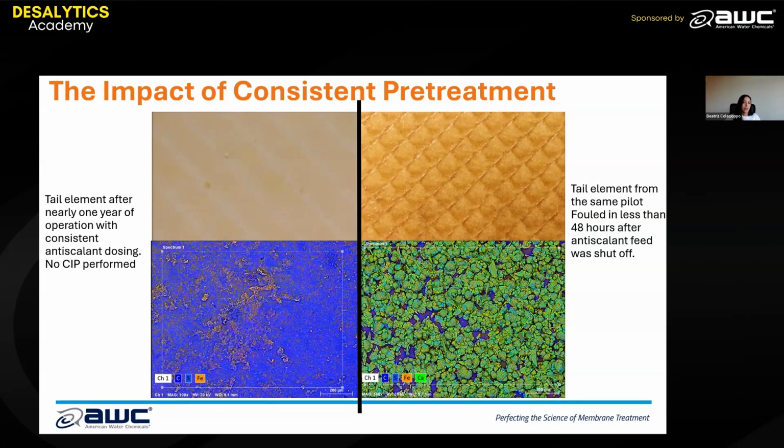This is just showing why we do, for example, anti-scalant in the pretreatment. Some plants will also do acid. It's important to do this because mitigating or preventing it from happening in the first place is much better and cheaper than trying to address everything afterwards.